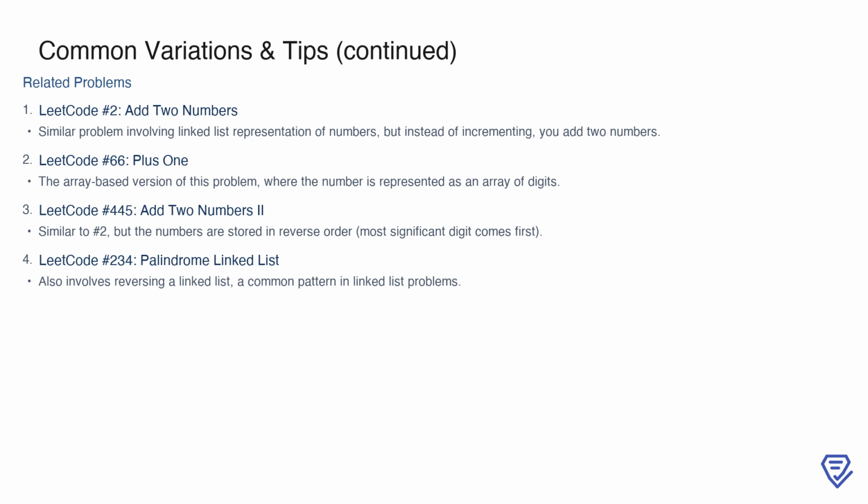Additionally, LeetCode number 445, Add Two Numbers II, involves adding numbers where the most significant digit comes first. This problem also ties into carry propagation and linked list manipulation, making it an excellent complement to the plus 1 linked list problem. Finally, LeetCode number 234, Palindrome Linked List, introduces the concept of reversing a linked list, which is a common pattern across multiple linked list problems. Familiarizing yourself with these related challenges not only reinforces your understanding of linked list operations but also helps you recognize patterns that can be applied to a variety of problems.